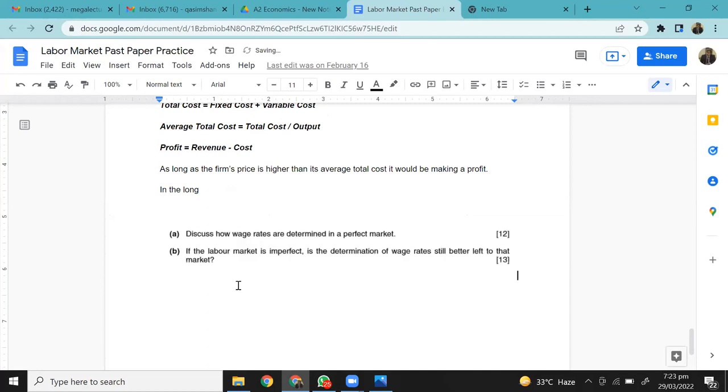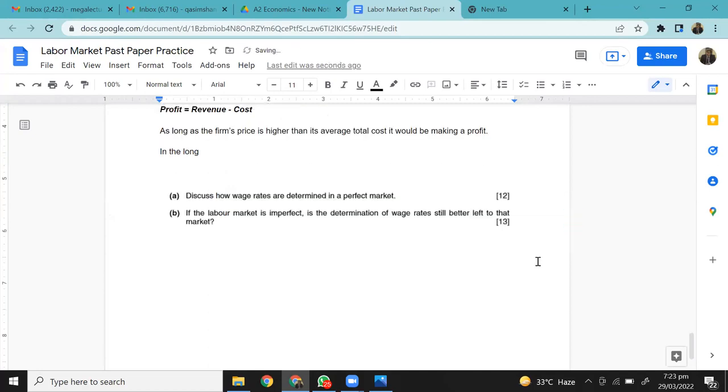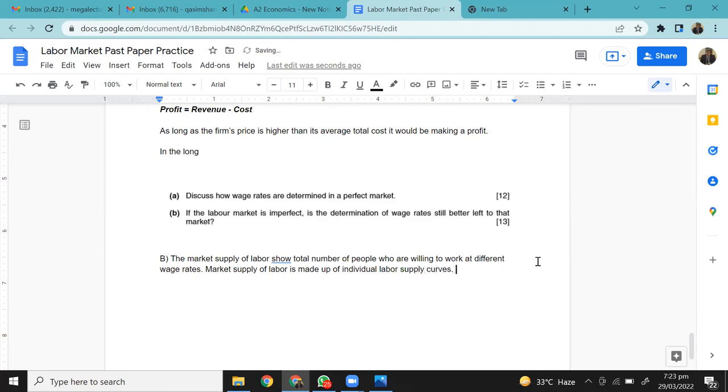Okay, now we are still doing the A part of this question. The market supply of labor shows the total number of people who are willing to work at different wage rates. The next thing that you need to tell here is that the market supply of labor is made up of individual labor supply curves. Is this making sense? Okay.